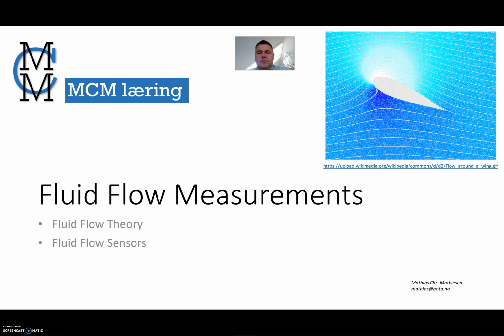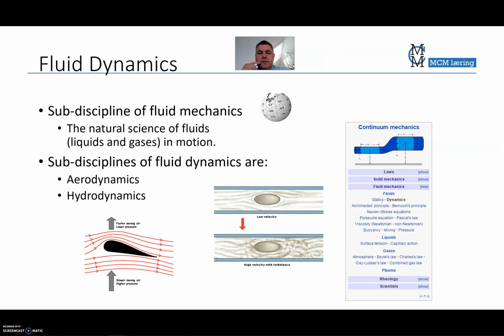To this series of films about fluid flow measurements, and this first film will be about the fluid flow theory. When we talk about fluid flow, it's a part of the fluid dynamics. Fluid dynamics is the science of fluids in motion, so when they're not stationary. And it can be divided into two subgroups, aerodynamics and hydrodynamics. Aerodynamics, every gas and vapor that may flow, and hydrodynamics, liquids that flow.